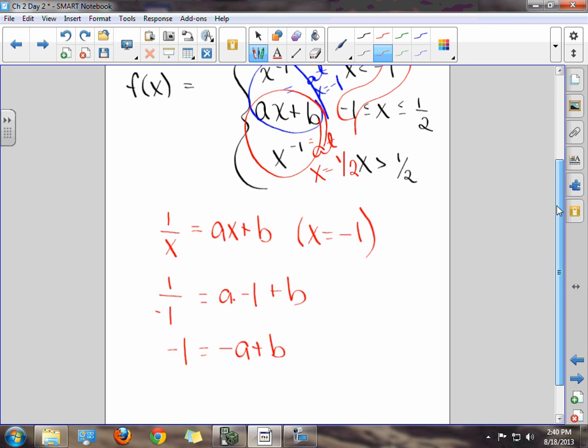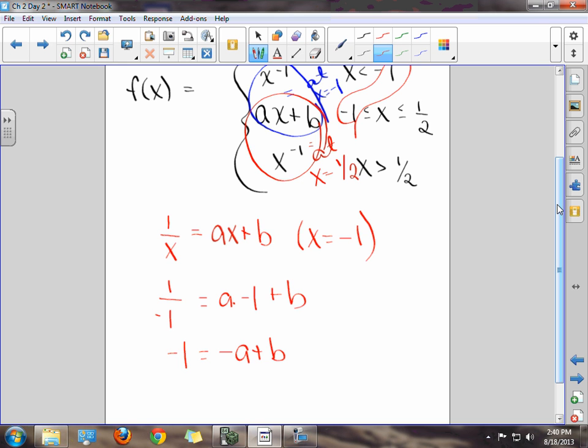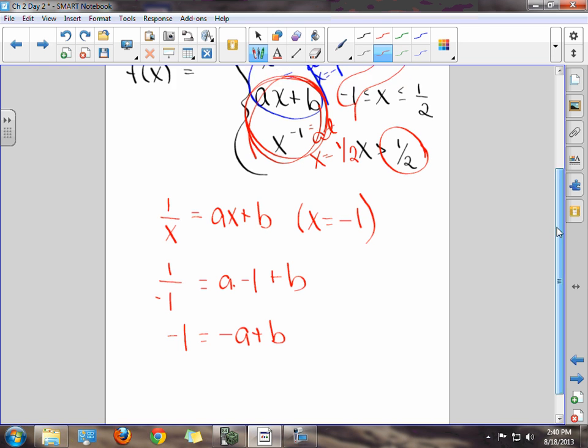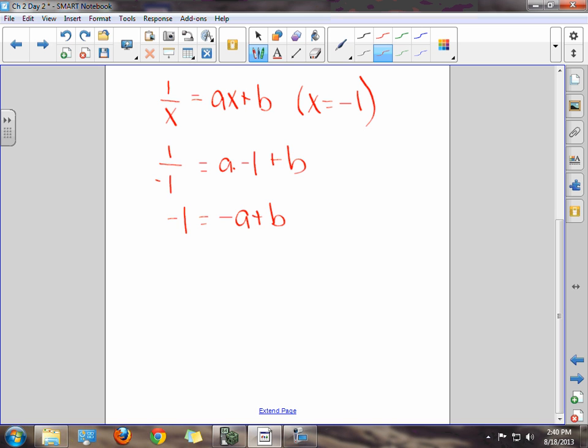So if I look up here, these two things need to be equal. You can see my circle, ax plus b, and the other, x to the negative 1, need to be equal at 1/2 because that's where their jump is. And if they're equal, then we'll have a smooth curve. So at x equal 1/2, ax plus b needs to be equal to x to the negative 1, or 1 over x, at x equal 1/2.